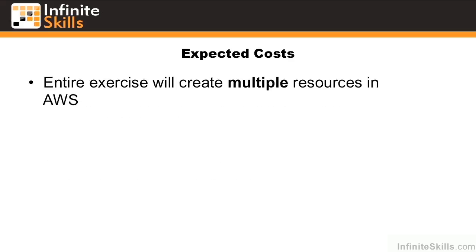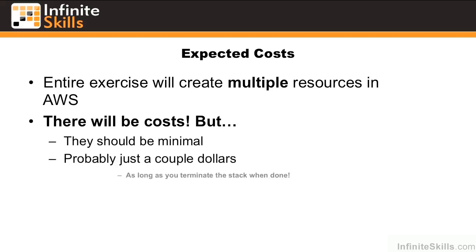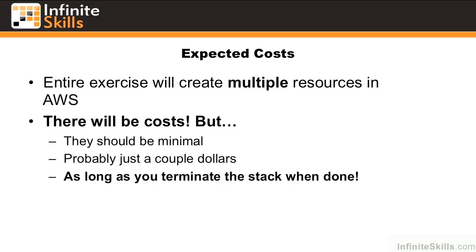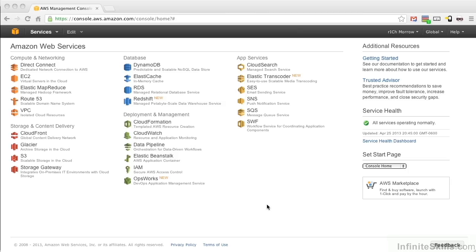As we say in every lesson in this chapter, this exercise is going to create multiple resources in Amazon. There will be costs, and they should be minimal, probably just a couple bucks, as long as you terminate the stack when you're done. For this reason, we highly suggest that you have about 60 to 90 minutes ahead of you before you proceed. In this actual chapter, we will spin up instances, and they will take a long time to spin up.